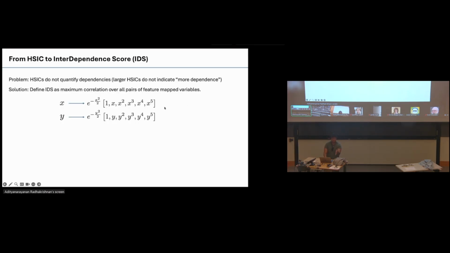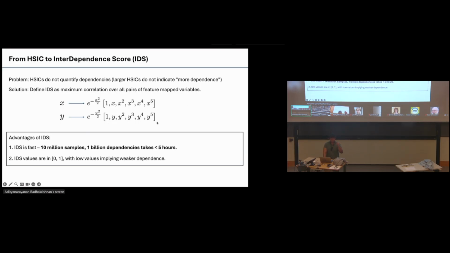So here I've applied 6 transformations to x, 6 transformations to y, and you just compute the maximum correlation over all pairs of variables. We call this the InterDependence Score. The advantage of this is that it's extremely fast to compute IDS. On 10 million samples and 1 billion pairs of dependencies, this takes under 5 hours on a single GPU.